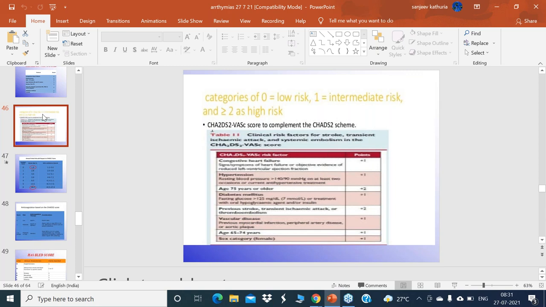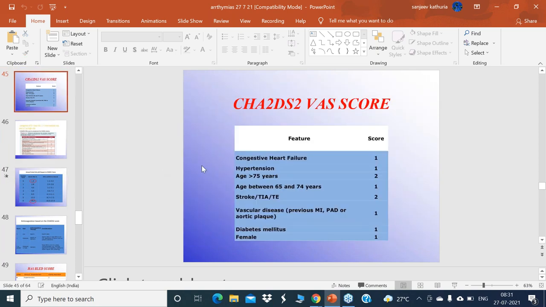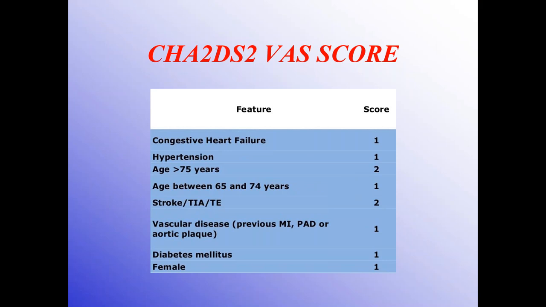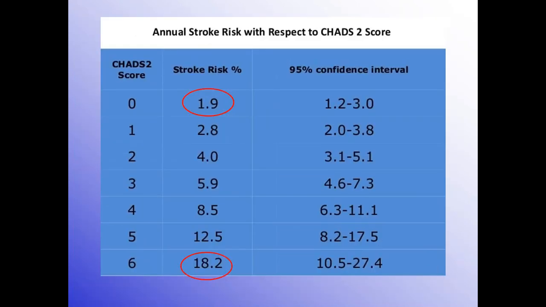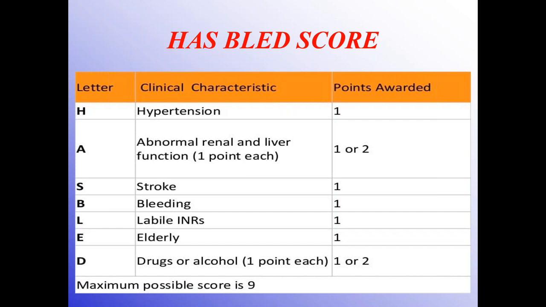But then, the first thing is you'll have to calculate the CHA2DS2-VASc score, and let's say the score is coming out high, in this range. So your stroke risk is available with a standardized chart with respect to the CHA2DS2-VASc score. But the CHA2DS2-VASc score has things in common with the HAS-BLED score also, as I said. Now this is the HAS-BLED score, which has hypertension, abnormal liver and renal function. By the way, abnormal liver function means a 5 times increase in SGOT, SGPT, and a 3 times increase in the ALP, and for the kidney, it's a creatinine of more than 2.